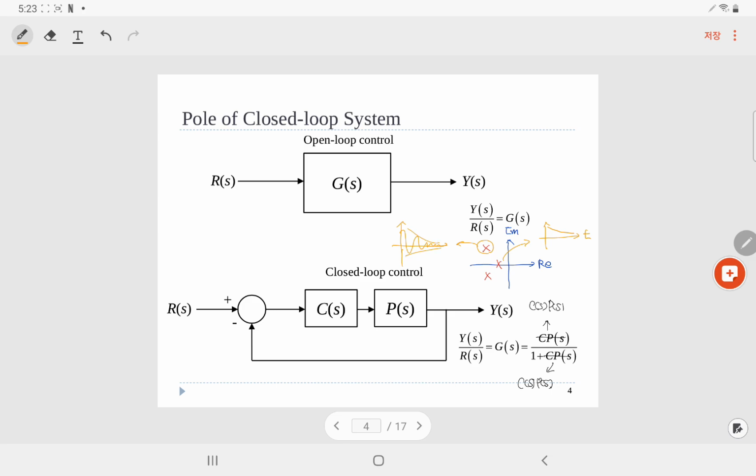Anyway, this figure denotes that if the closed loop system poles are in the left half plane and have a negative real part, the system is stable. In other words, a stable system has a closed loop transfer function with poles only in the left half plane.